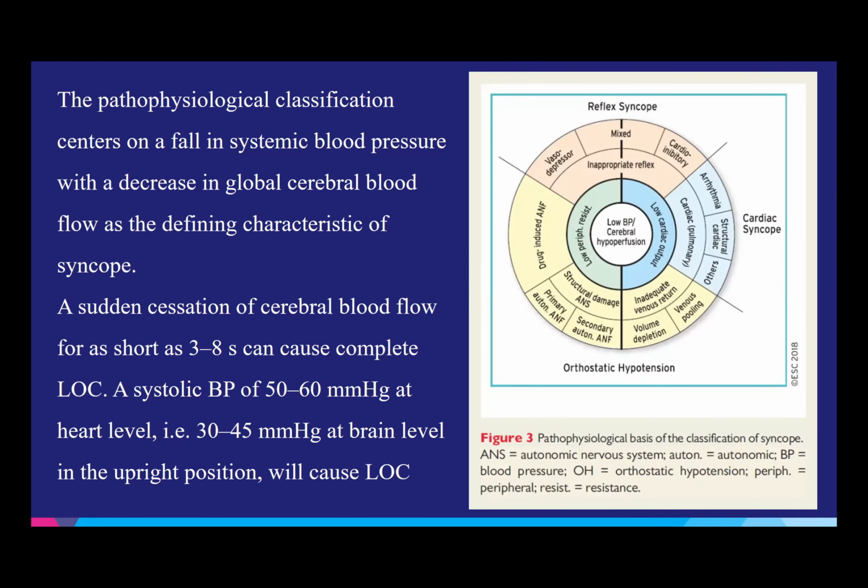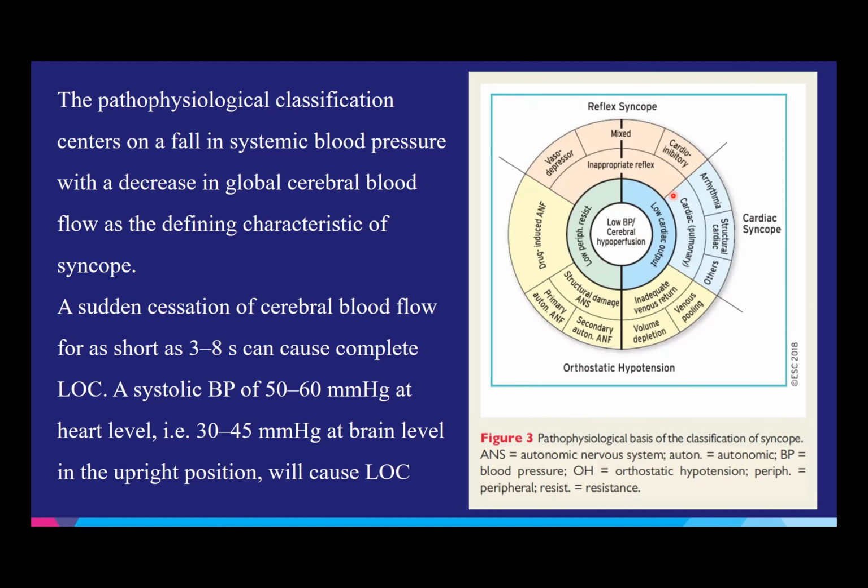This is why I'm obsessed with ESC, because they make this beautiful picture, and really the pathophysiological classification centers in the very middle, that little white circle, which you have to have cerebral hypoperfusion like we defined. And this can be happening either due to low peripheral resistance or due to low cardiac output. Are you with me so far? What is that formula everyone learns? Cardiac output is heart rate times stroke volume, right? Anyway, a deficiency in either will lead to syncope.